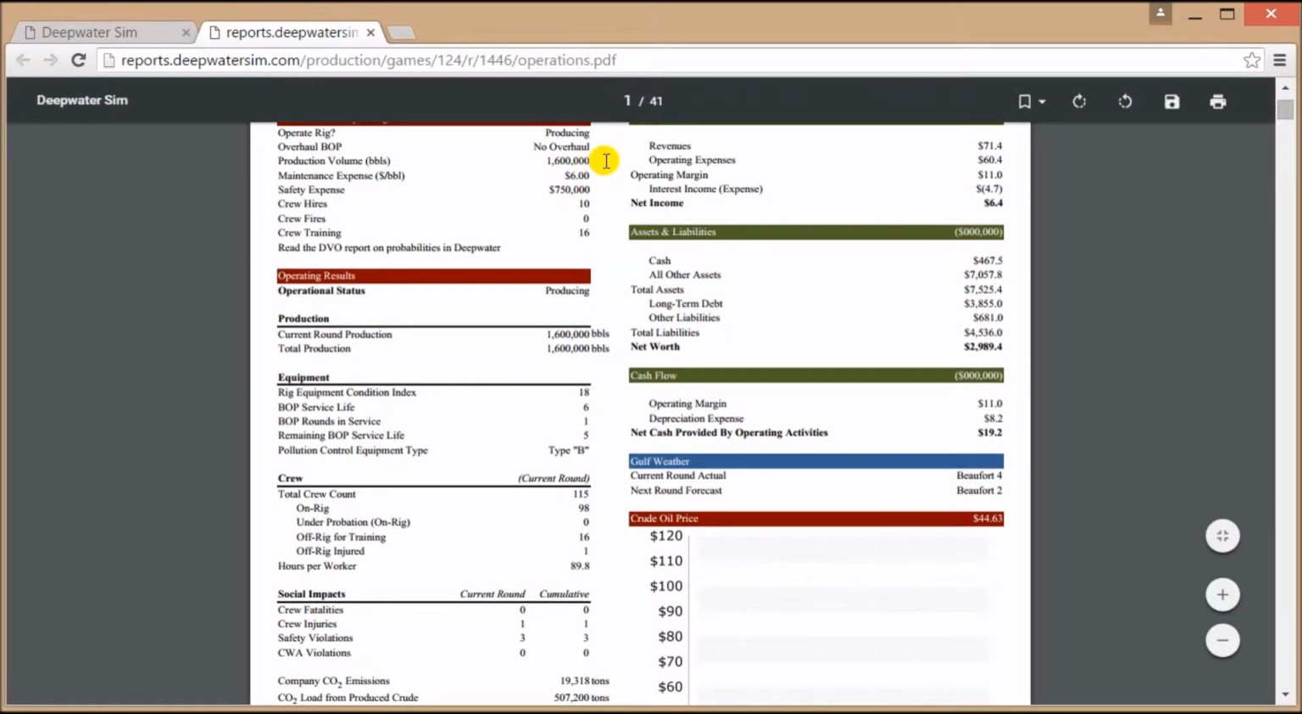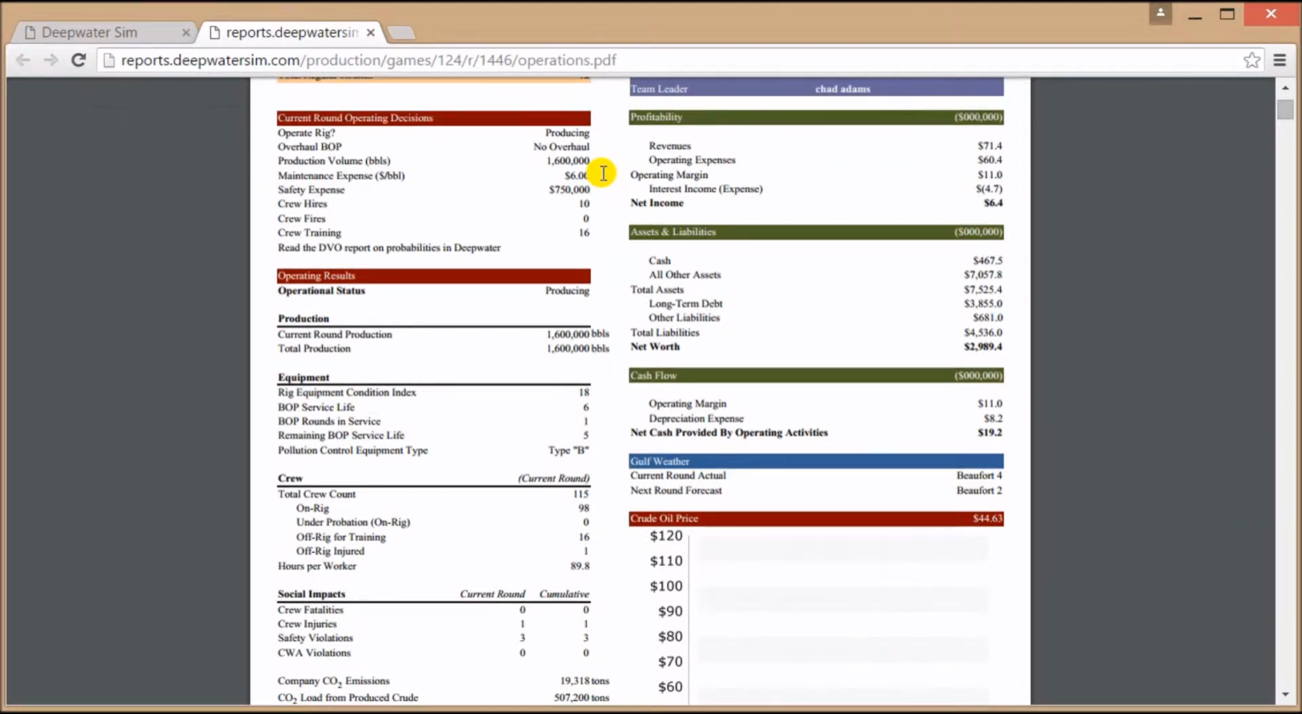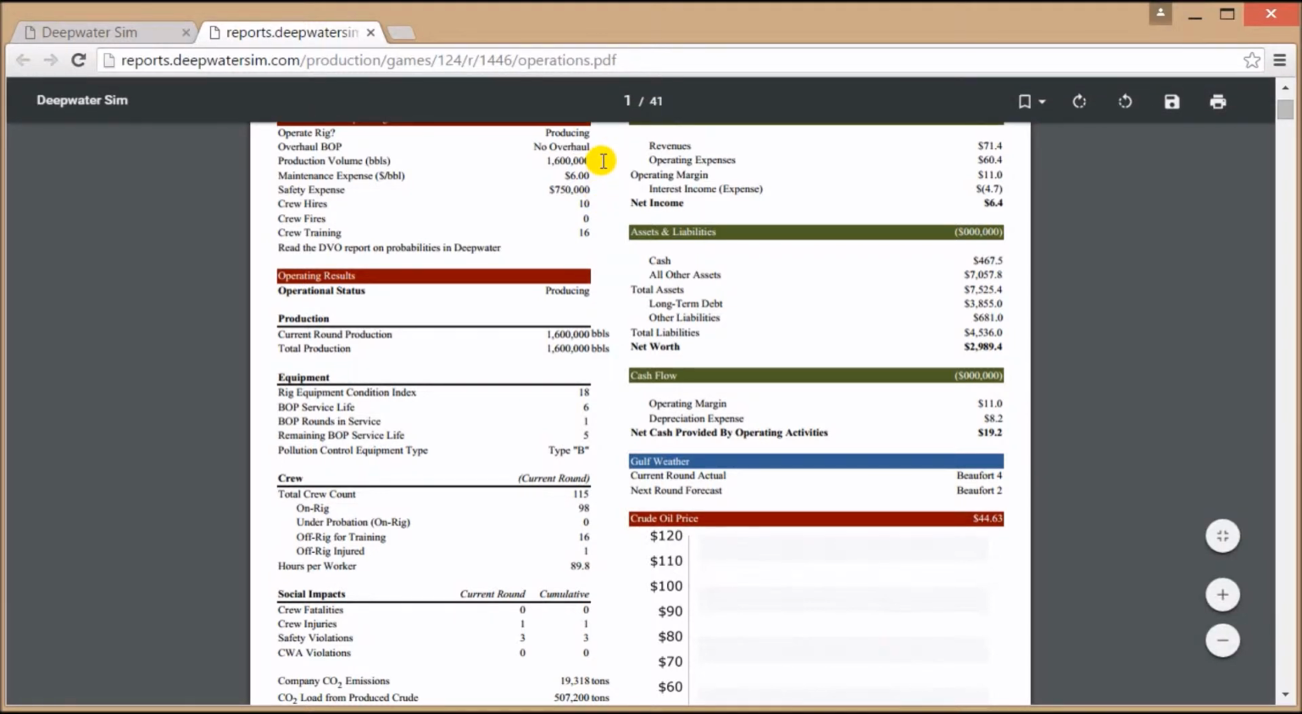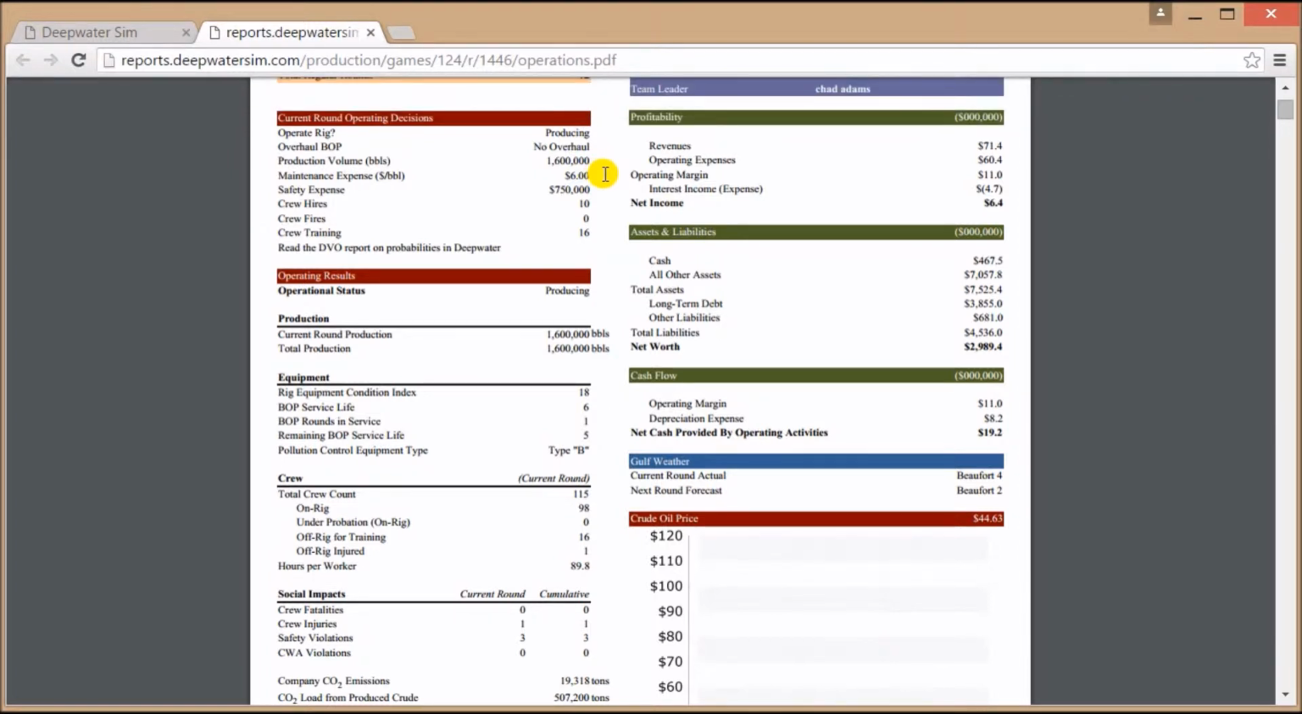Again, for production volume, the baseline is 1.1 million barrels. Maintenance, the baseline is $8 a barrel. The baseline for safety expense is $1.2 million per round. And it's important to keep the units straight, and for students to keep the units straight. 1.1 million barrels per round, baseline production, $8 per barrel, baseline for maintenance, and $1.2 million per round for safety.